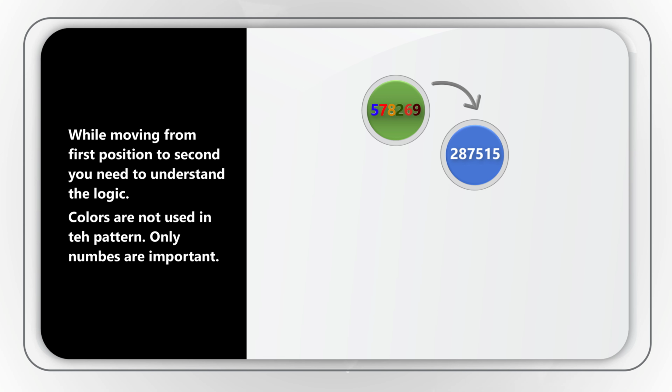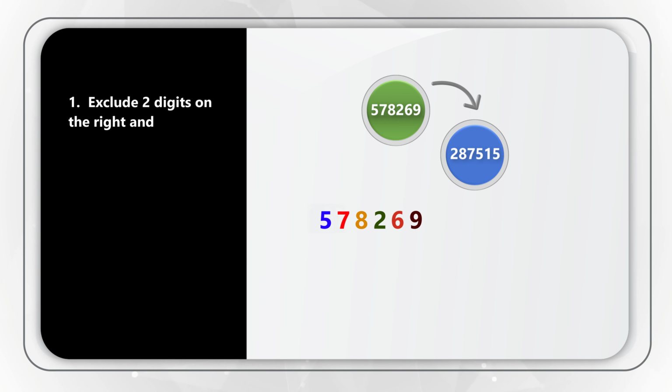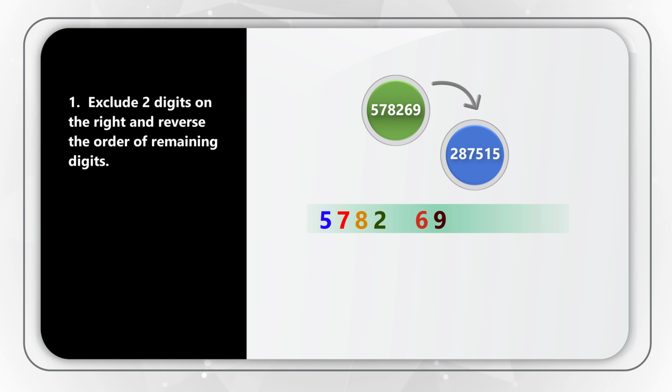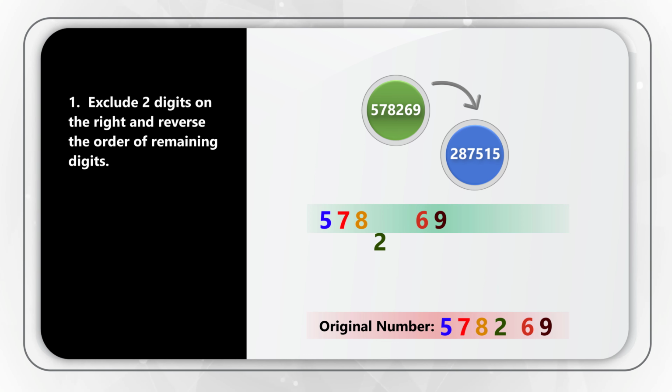And to complete the transformational pattern, we need to do it in 3 steps. Step 1. We need to exclude 2 digits on the right and reverse the order of the remaining digits. For example, original number is 5782 and then 2 digits 69. We separate 69 and then reverse the order, and number becomes 2875, and then we do remaining calculations with the numbers 6 and 9. And the calculations are very simple.